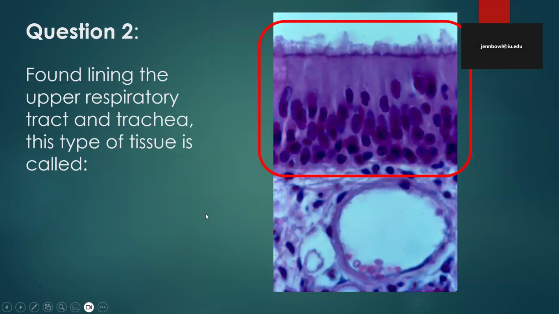Question 2, found lying in the upper respiratory tract and trachea. This type of tissue is called, we just looked at this example, but let's examine that basal layer. We see uneven stacks of nuclei, okay. And we also see this cilia, this ciliated layer facing the apical surface. So based on those clues and based on the fact that it's in the respiratory tract, we can identify this as pseudostratified, ciliated columnar epithelium. So I do want you to give me that full name. It's not enough to say columnar. Try to give me that whole pseudostratified ciliated columnar epithelium.